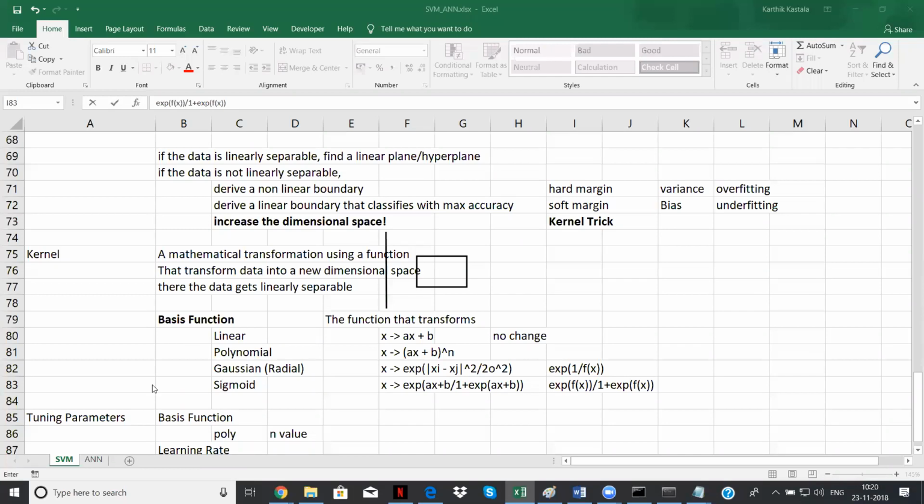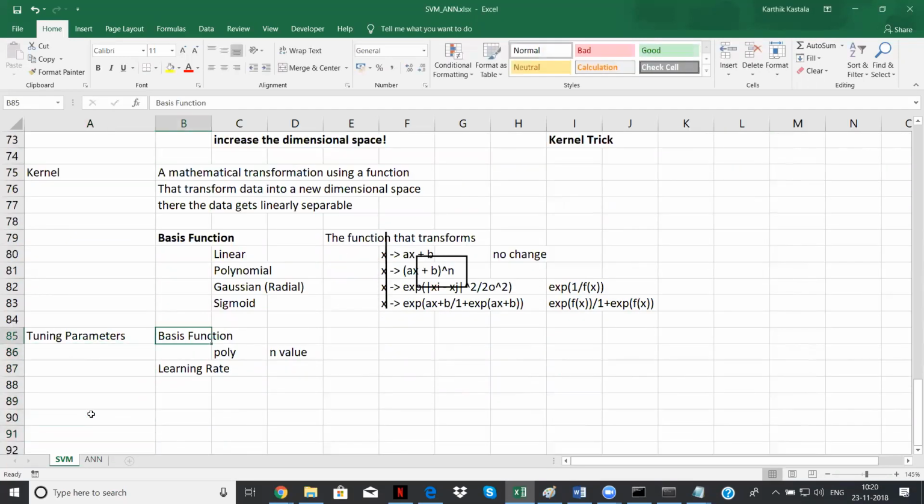So what should be the tuning parameters for your support vector machine? One is your basis function. Which function you should be choosing so that your data is properly transformed into higher dimensional data. So if it is a polynomial, go for the n value, or if your data is mostly containing classes, go for a sigmoid. If you're working on a regression problem, go for a Gaussian or a radial basis function, and so on. It all depends on which data you're working on. Yes, that's my first tuning parameter.